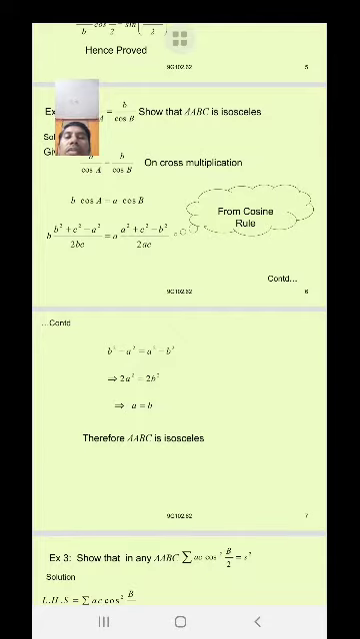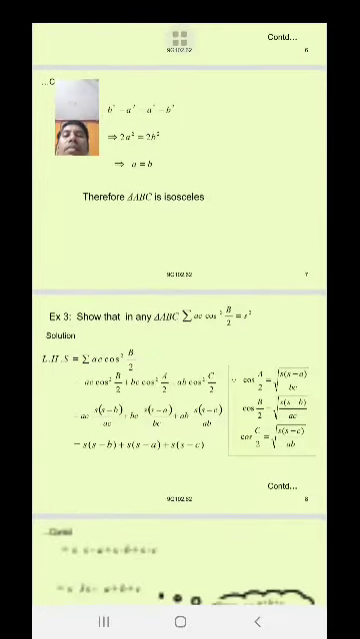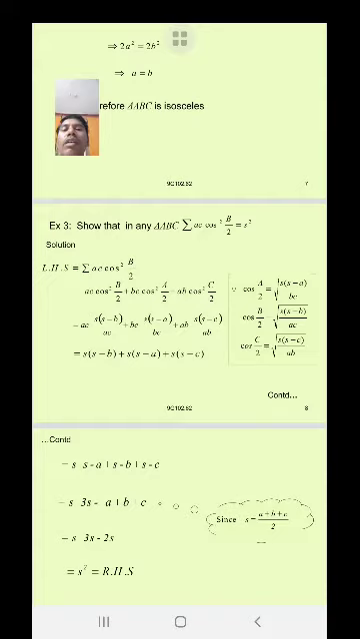So therefore we have a equals to b. Two sides are equal means it is an isosceles triangle. Iso means two sides should be equal in a triangle. Here we have shown a equals to b, so that means two sides are equal. Therefore it is said to be isosceles.